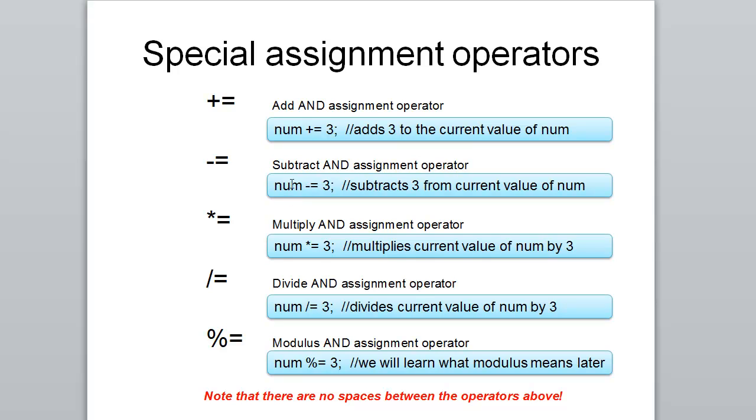Similarly, we can subtract a number from our variable. Or we can multiply our variable. So imagine that num is 10. Well, times equals 3, so we take the value 10, multiply it by 3, and that's 30. Put that back into num, so num is now 30. It's now 3 times larger than it was originally. We can also divide, and modulus is another operator that we're going to learn in the next lesson. You don't need to know what that means now, but whenever you do learn modulus in the next lesson, I want you to know that you can also use the special assignment operator with it.